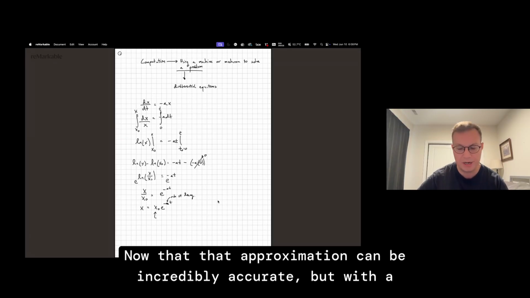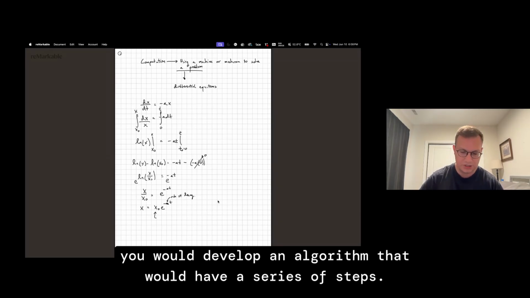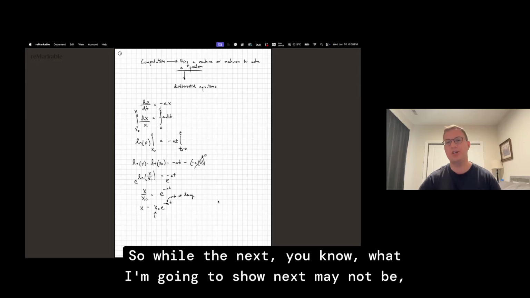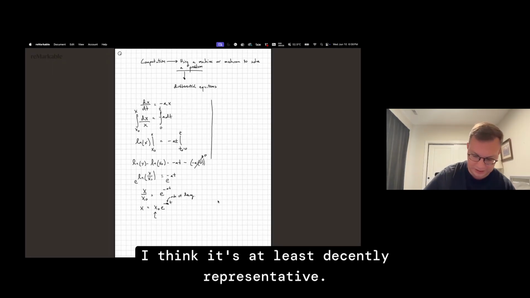Now that approximation can be incredibly accurate, but with a digital computer, you would basically develop an algorithm that would have a series of steps. While what I'm going to show next may not be exactly how you would set it up, I think it's at least decently representative.